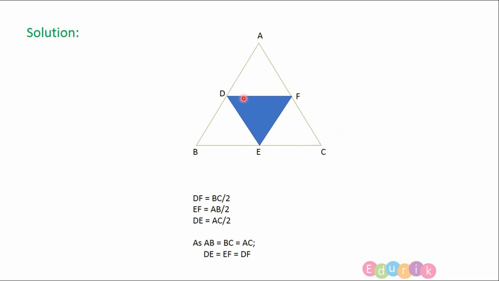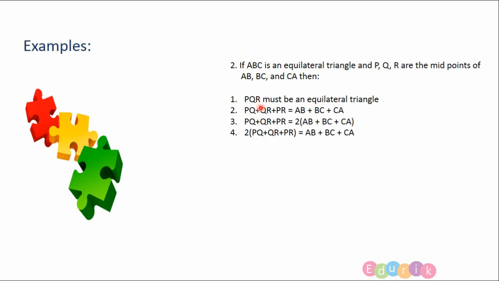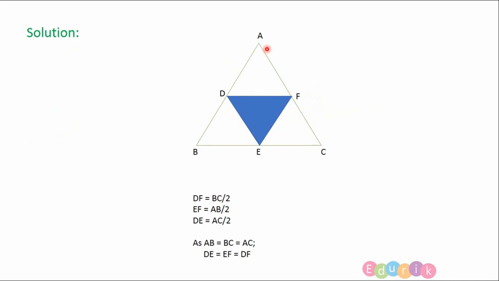Now the question is asking whether the triangle DEF will be an equilateral triangle. Now this geometrical figure is also a special case. You have to remember some things here. I will not go into the proof, but you can remember some things. The first thing is that if you join midpoints of all the three sides, then the bigger triangle ABC will be divided into four equal triangles.